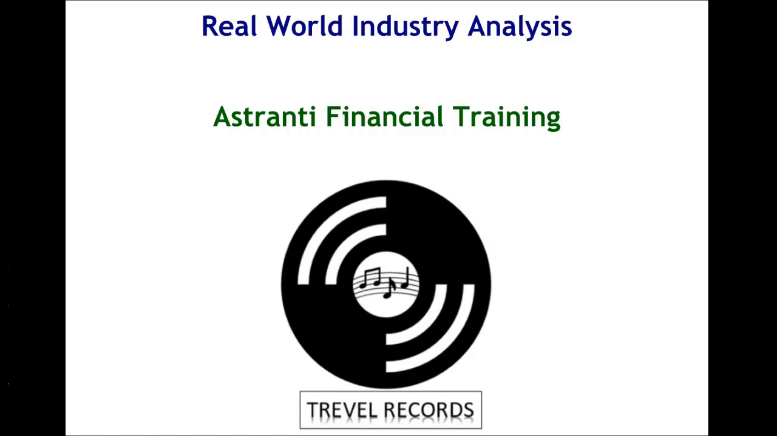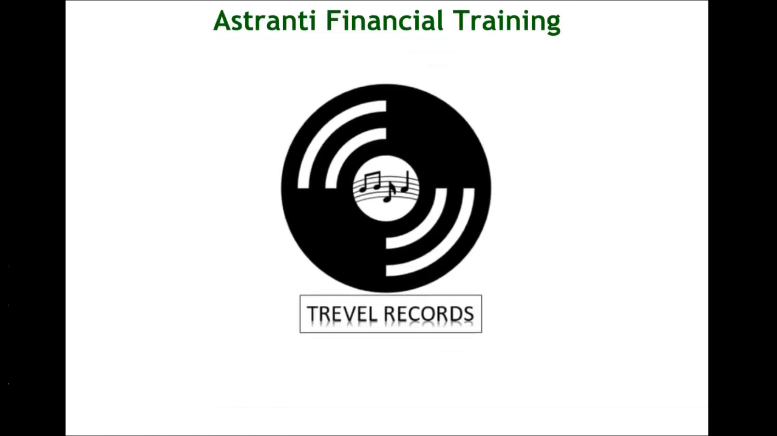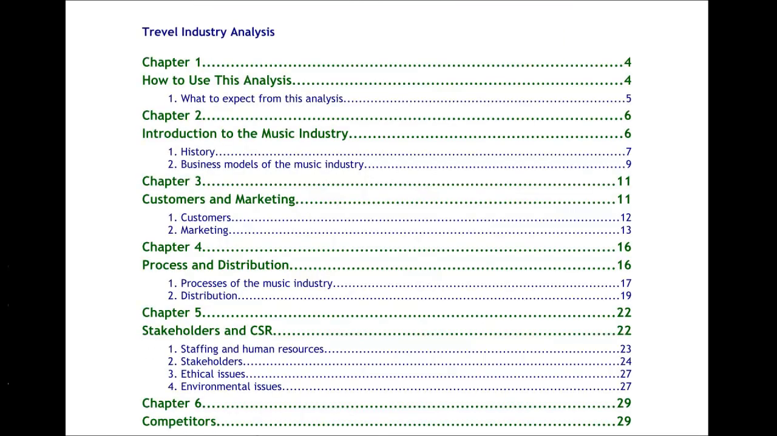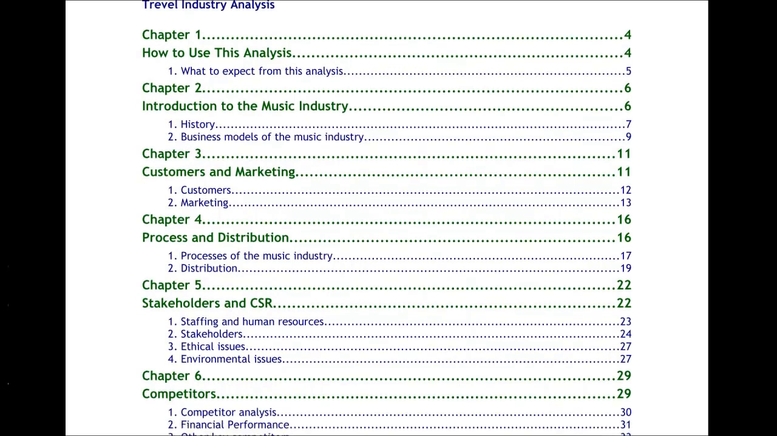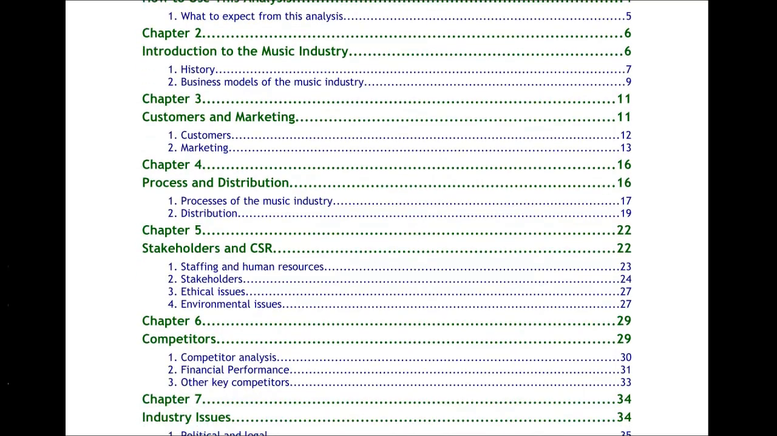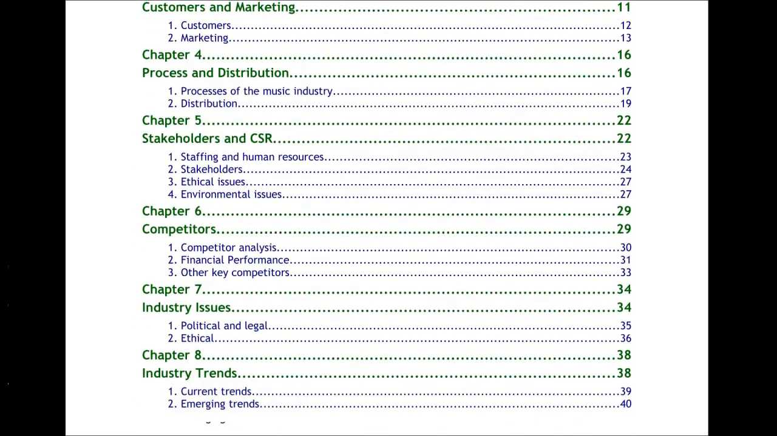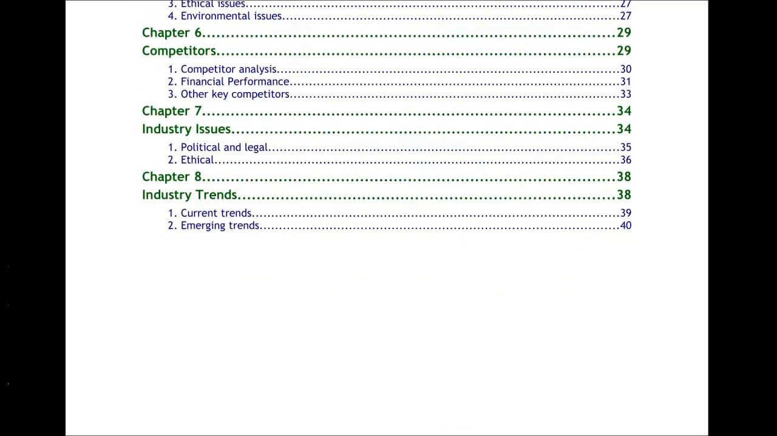Welcome to the industry analysis based on the real world industry with Astranti for the February 2020 MCS on Trevel Records. So what we're going to do here first of all is just explain a little bit of how to use this analysis. We've got several different chapters here that are going to go through different aspects of the industry, ranging from just an introduction through to the customers and marketing, process and distribution, stakeholders, competitors, and then some key issues, trends, and examples.